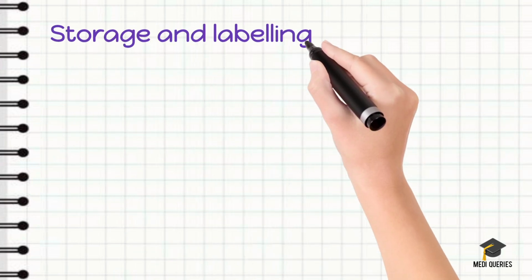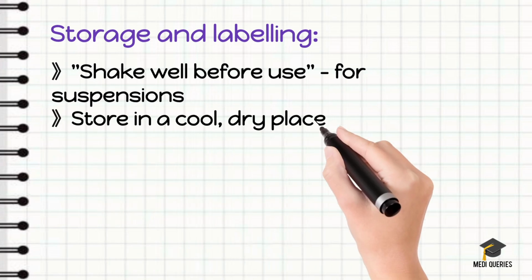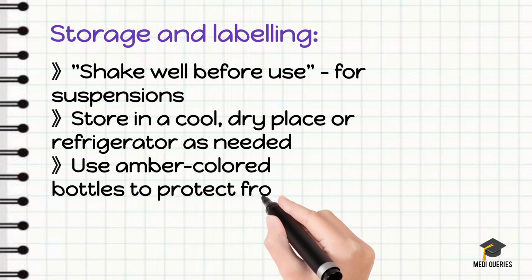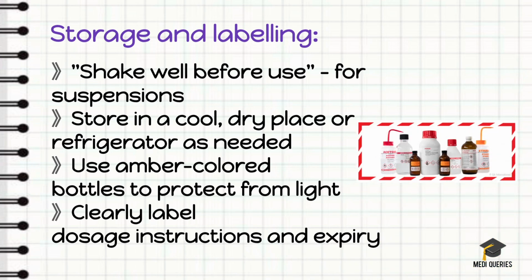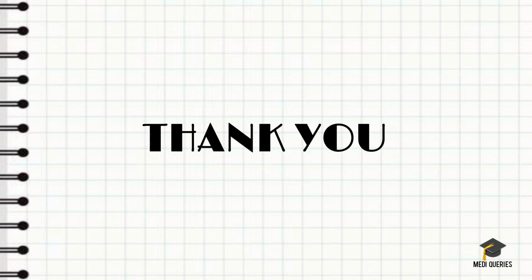And coming to the storage and the labeling. Shake well before use is used on the labels for suspensions, and store in a cool dry place or refrigerator as needed. Amber colored bottles should be used to protect from light, and clearly labeled dosage instructions and expiry date should be mentioned on the label. So these are all the specifications of storage and labeling. So this is about the mixtures. In the next video we will see other types of monophasic liquid dosage forms.